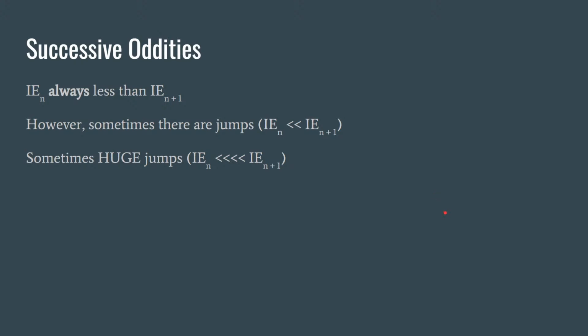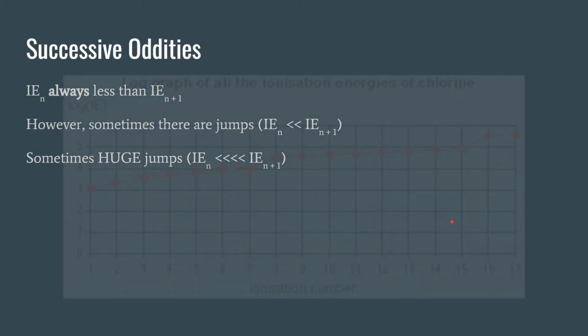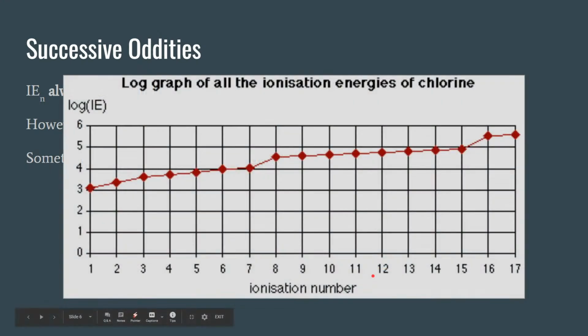This ionization energy will always be less than the next ionization energy. But sometimes you see a jump in ionization energy. And sometimes you see a huge jump in ionization energy. Okay. For example, this here is chlorine. This is all 17 ionization energies for chlorine. Okay, 1 through 17. It only has 17 electrons.